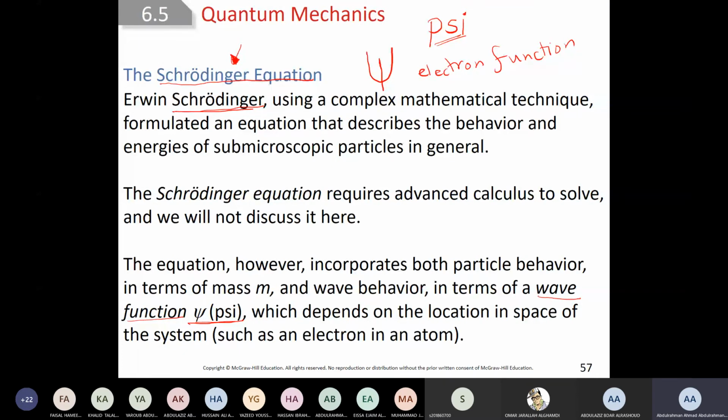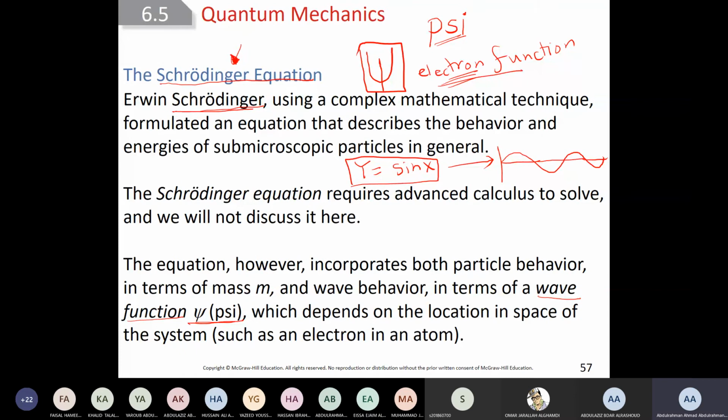What do I mean? For example, if I tell you we have this wave, what's this wave? This is y equal to what? Sine x. So this wave function represents this wave. Clear? What does this wave function represent? The electron. It's a wave for the electron.